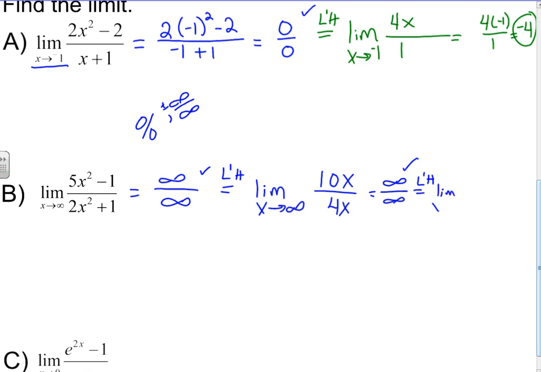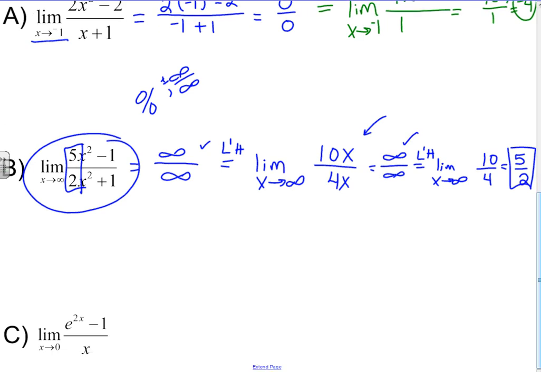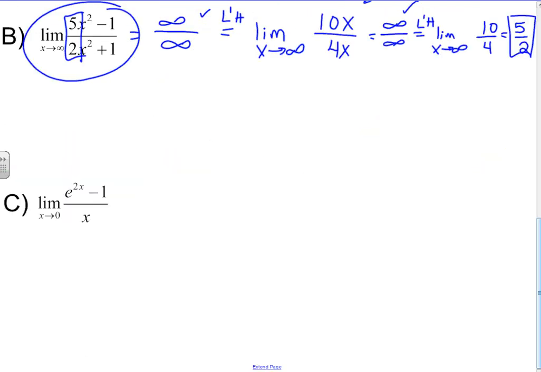So the limit as x heads to infinity, take the derivative of this. Well, that's just 10, and the bottom would be 4. The derivative of 4x is 4. Notice now we get numbers. Reduce it, and we get the limit of 5/2. Probably a little bit of overkill for this particular problem because we knew how it behaved before we even started, looked at the coefficients, and knew the limit should be 5/2. But it also reinforces that L'Hopital's rule did indeed work here. Okay, how about C?